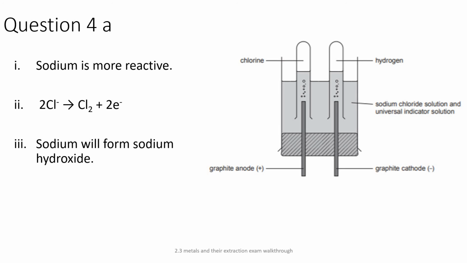Question 4. Sodium will not be formed at the cathode, as it's far more reactive than hydrogen. And for the balanced equation, you need to remember that chlorine is diatomic, meaning that it forms Cl2, so you need 2 Cl- ions, and they each lose 1 electron to give the equation shown. The final part, the indicator, will go purple as the sodium will form sodium hydroxide, which is a strong alkali.